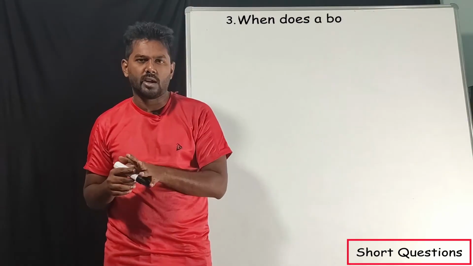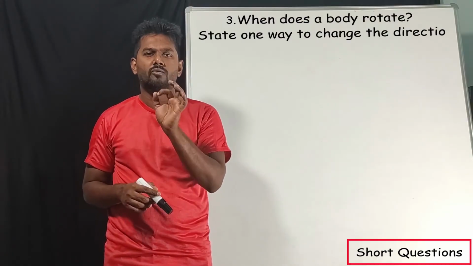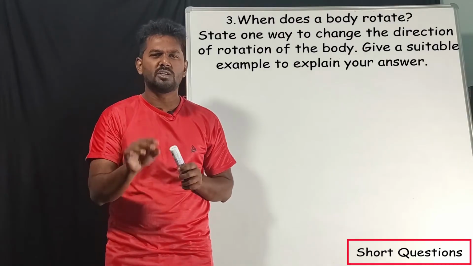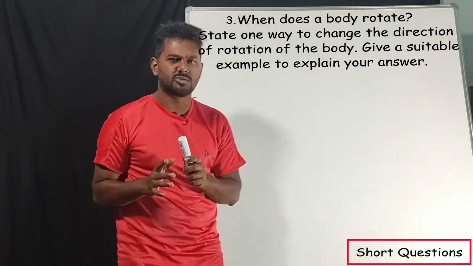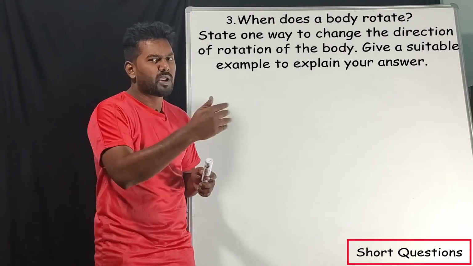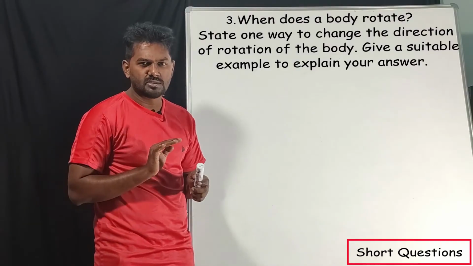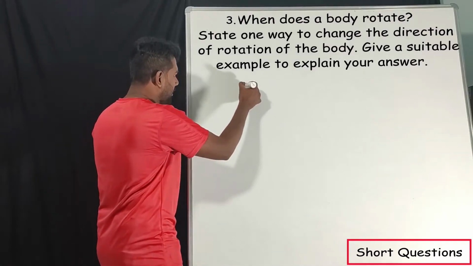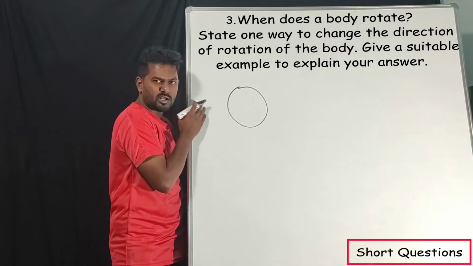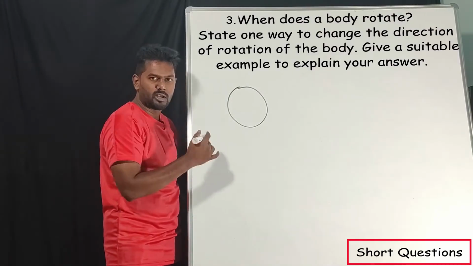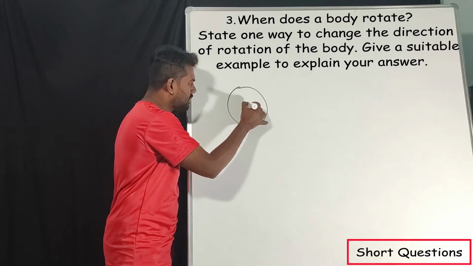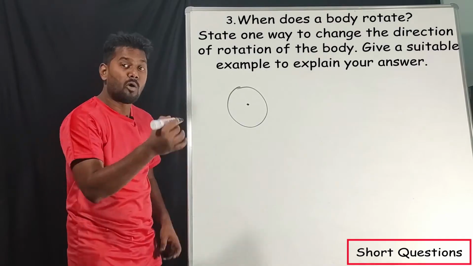When does a body rotate? State one condition to change the direction of rotation with a suitable example. This question is for 2 marks. Very simple question. Listen, how can you make a body rotate instead of moving in one direction? The very simple answer is, assume a circular body, instead of moving in one direction on applying a force, it should rotate. So for rotation, what should we have? We should have the pivoted point. So how can we answer?